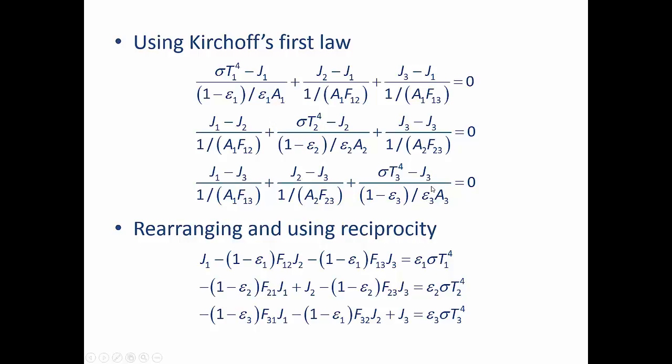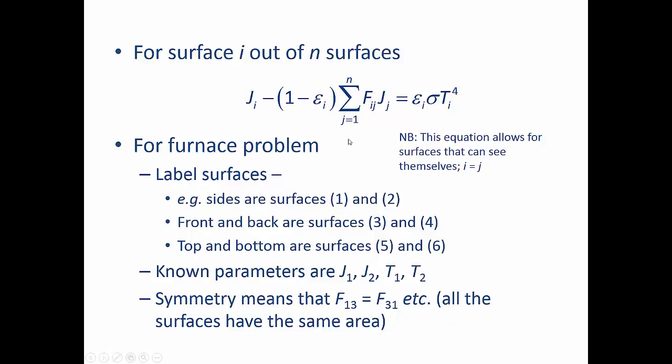If you rearrange those equations a bit and use reciprocity, you can recast them in an apparently slightly simpler form, but actually these expressions are basically fully equivalent. But the latter form is slightly more convenient in the sense that you can say that for surface i out of a total of n surfaces, this would be the overall expression that you have. This form of the equation also allows for surfaces that can see themselves.